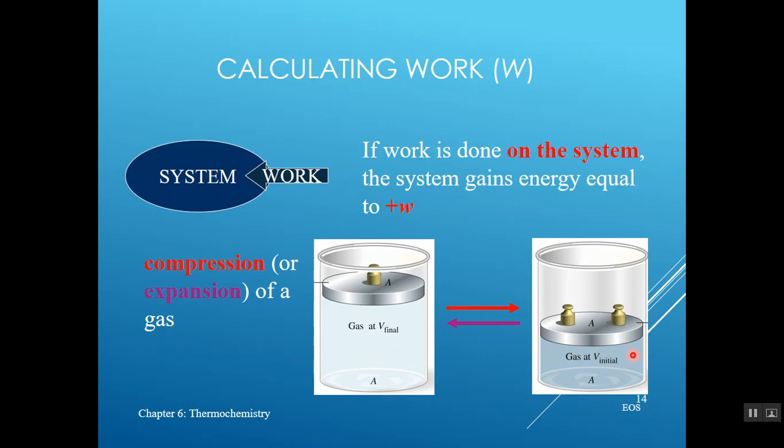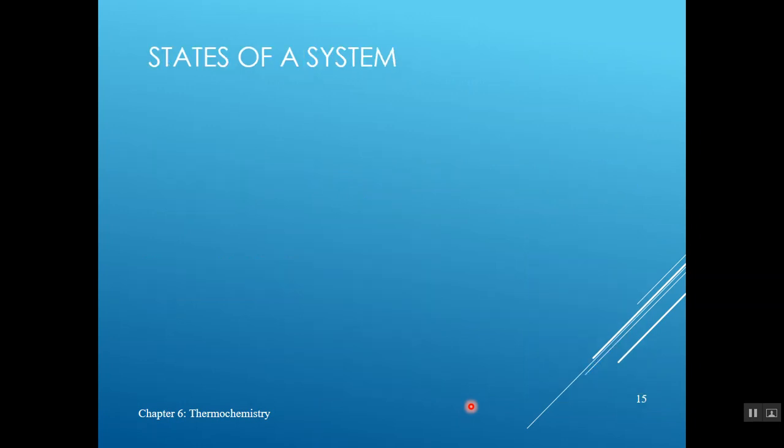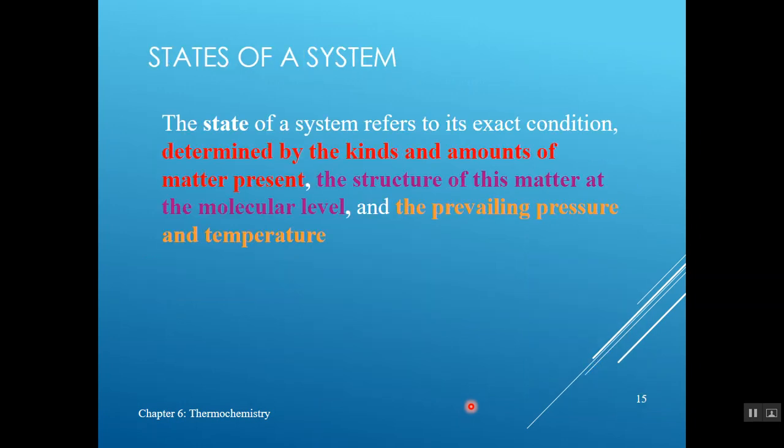If compression is taking place, that means that delta V would be negative because the volume would be reduced. And if you plug that value of delta V into the equation I showed you before, that means that work will be positive, and therefore the system will gain energy as a result. Okay, so that's as far as work is concerned.